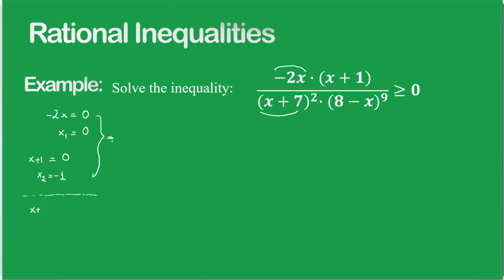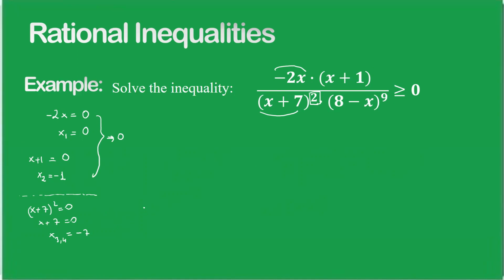(x plus 7) squared is equal to 0, then x plus 7 is 0, then here x is minus 7. But here we have a square, as you see, so it is a double root. Then let's write here x plus 3 and 4. This one makes the expression undefined. What about (8 minus x) to the power 9?